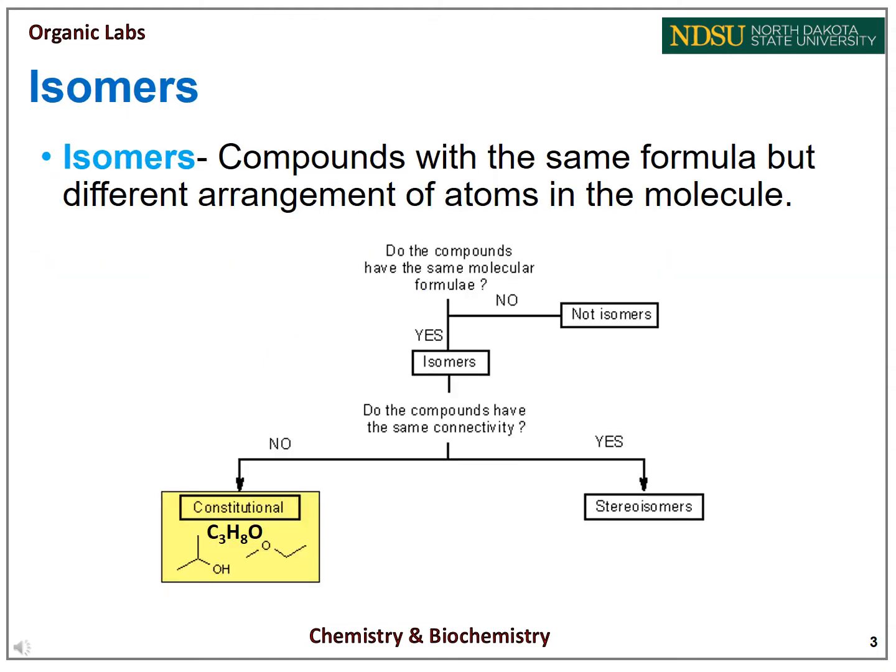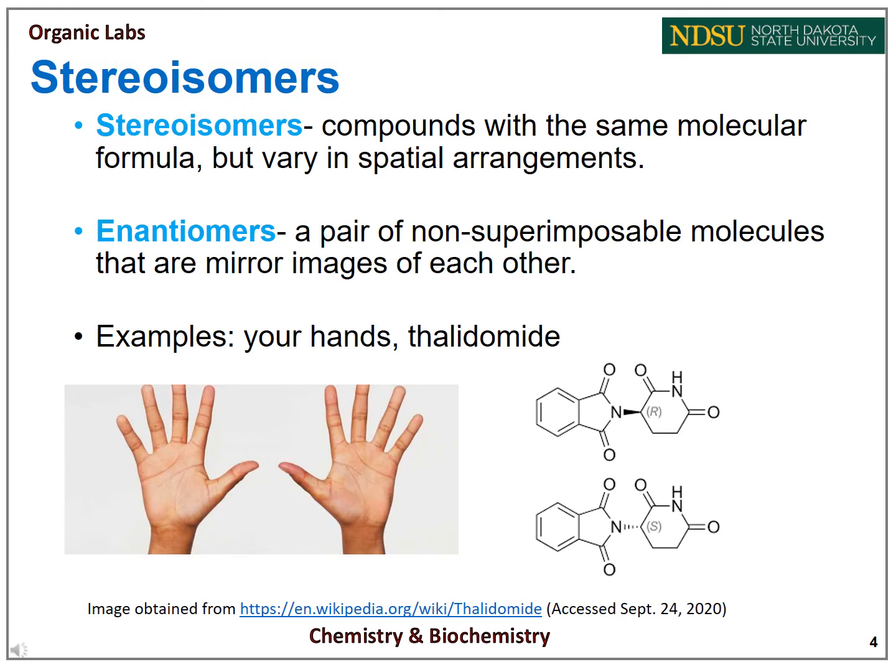So, as promised, let's look at what isomers actually are. Isomers are compounds which have the same formula but contain different arrangement of atoms in the molecule, which can be either constitutional isomers, in which the atoms in the molecule have different connectivity, for example, looking at isopropanol and ethyl methyl ether, or they can differ in their position in 3-dimensional space, as we saw with those stereocenters example, and they can be stereoisomers. As a reminder, stereoisomers are compounds with the same molecular formula, but they vary in spatial arrangements.